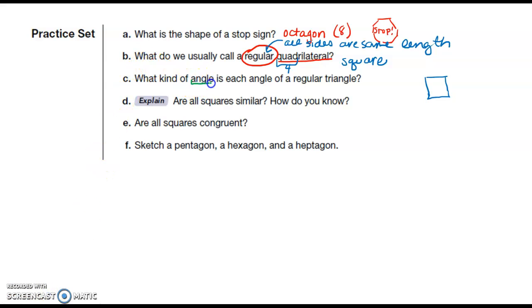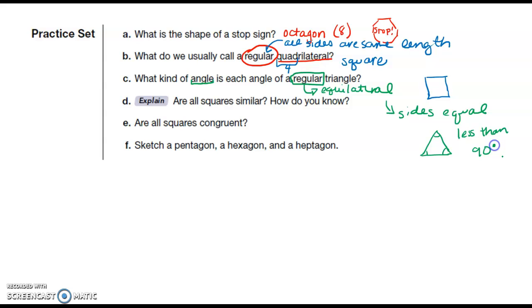What kind of angle is each angle of a regular triangle? A regular triangle is also called an equilateral triangle because all the sides are equal. If I attempt to draw this triangle where all the sides are equal, you can see all of the angles are less than 90 degrees, right? And an angle that's less than 90 degrees is an acute angle.